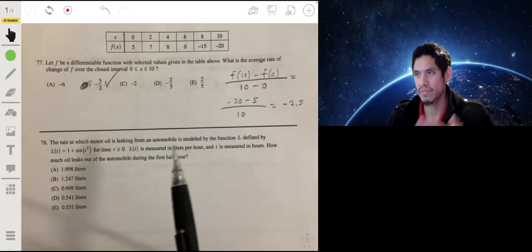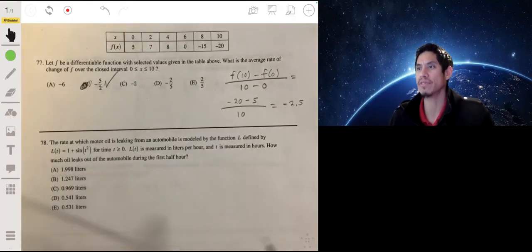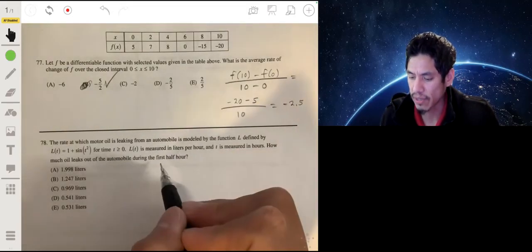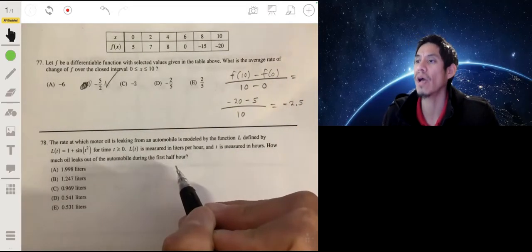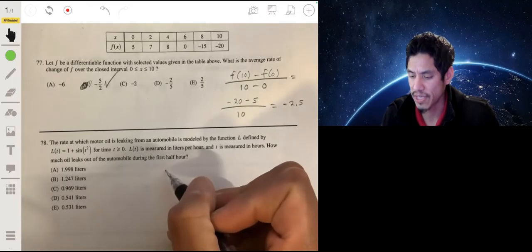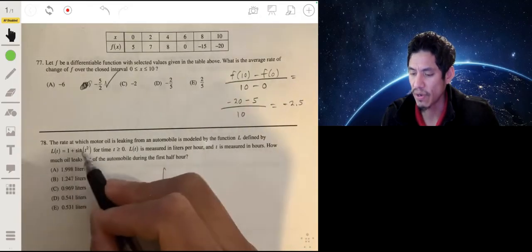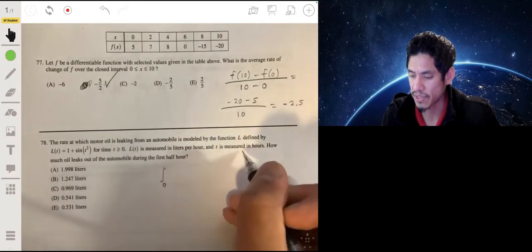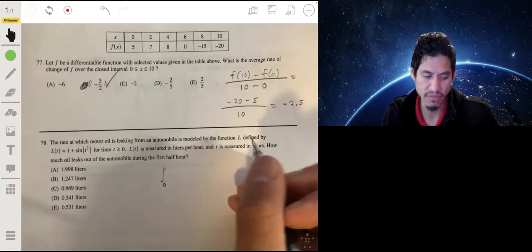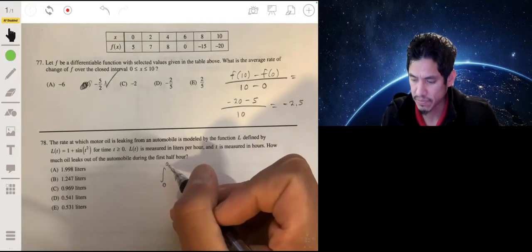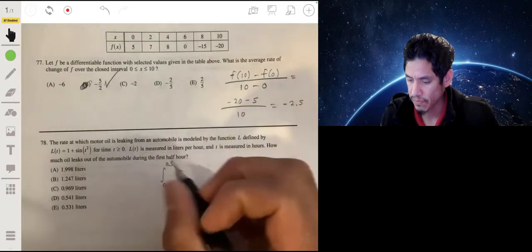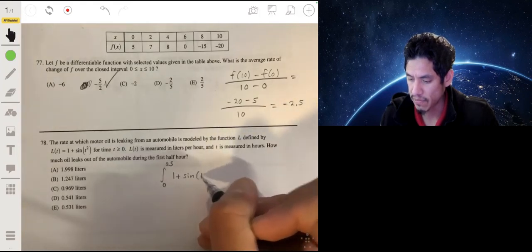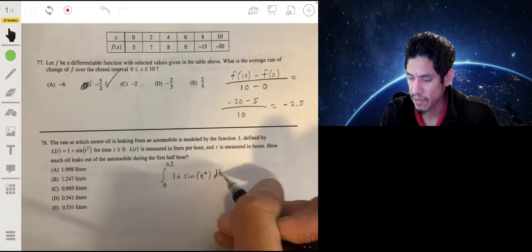Okay, so this is a good example of how we can use integration. To figure the total amount that leaks over a period of time, we're just going to integrate this function over that period of time. If we're saying the first half hour, we're going to integrate from 0 to 1/2 hour, or from 0 to 0.5 hours. And our function is 1 plus sine of t squared dt.